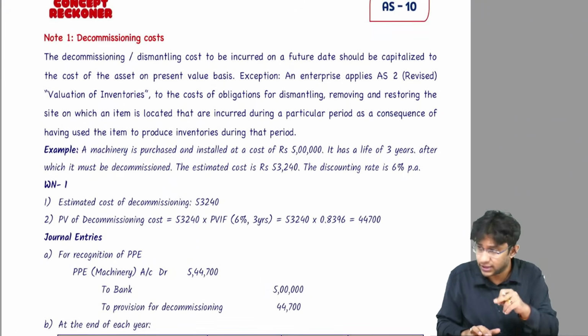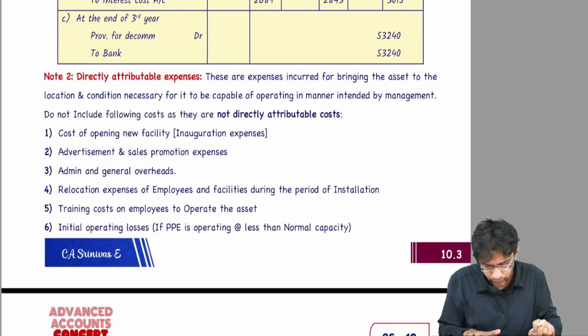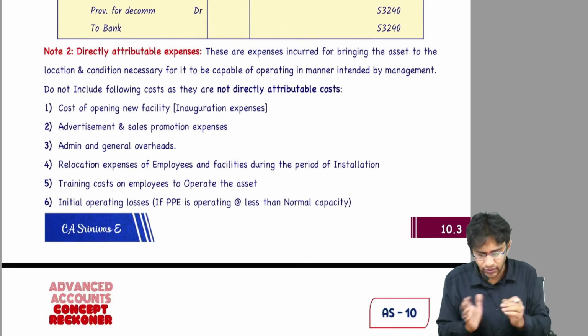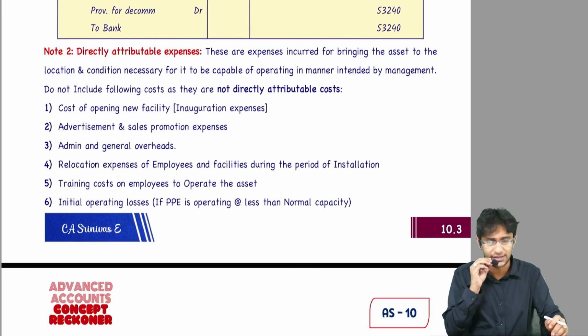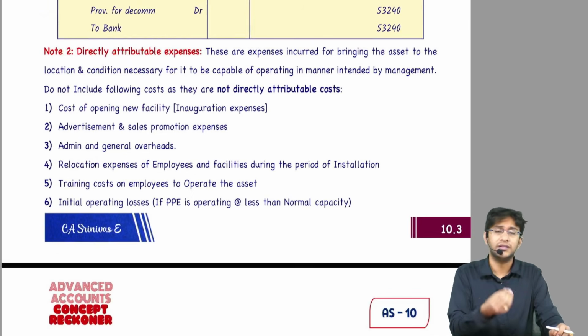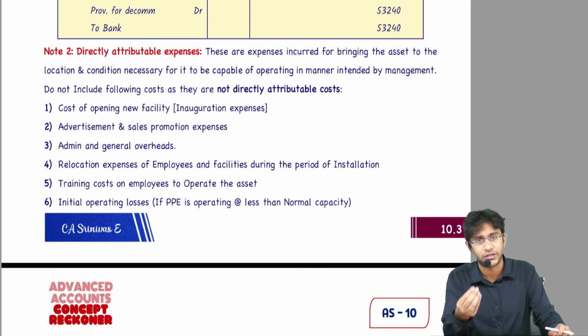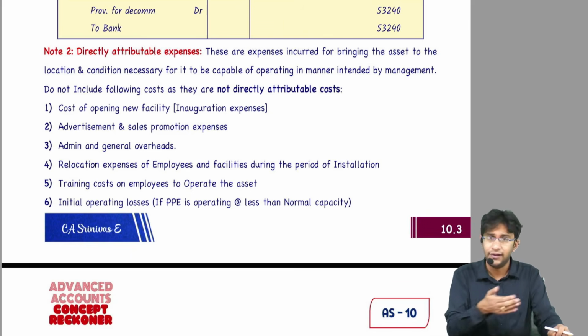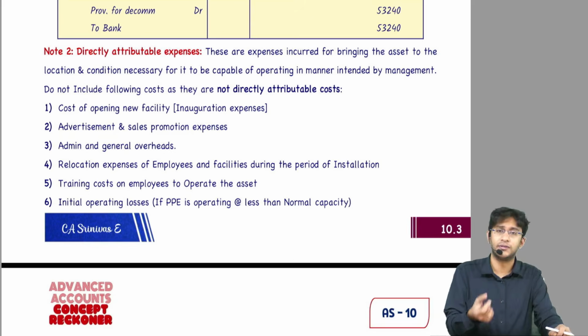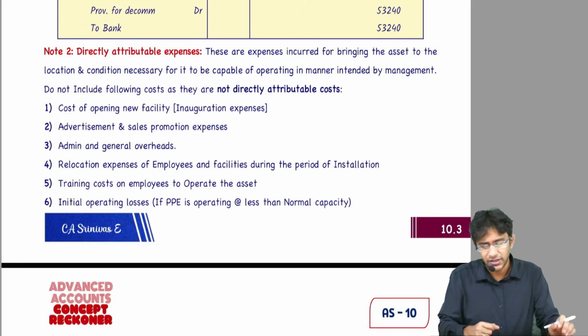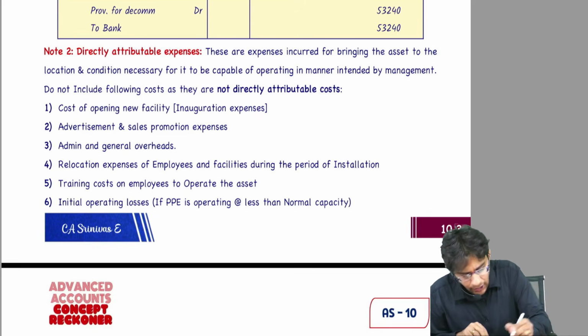Next, decommissioning expenses, history and all I have explained already to you. Directly attributable expenses. We all understand that directly attributable expenses can be capitalized. That's the reason you capitalize installation charges. That's the reason you capitalize site preparation costs. That's the reason you capitalize delivery and handling charges. That's the reason you capitalize trial run expenses.